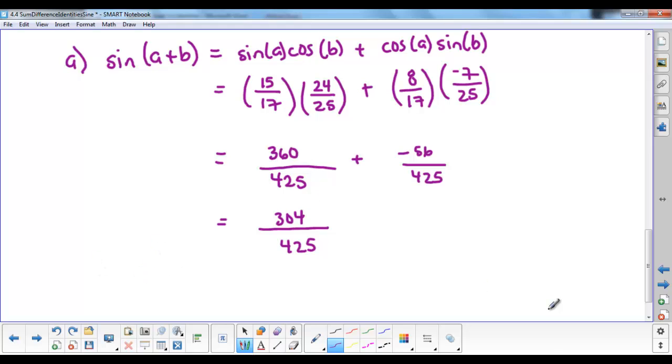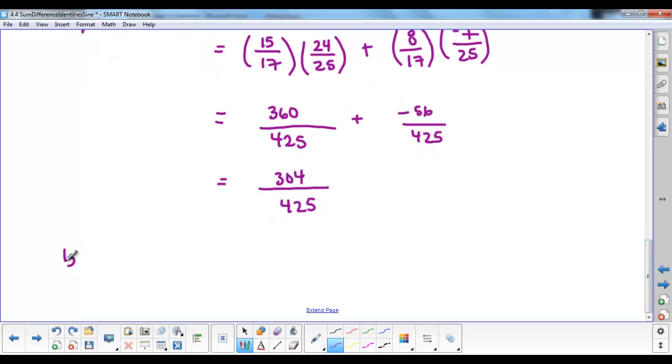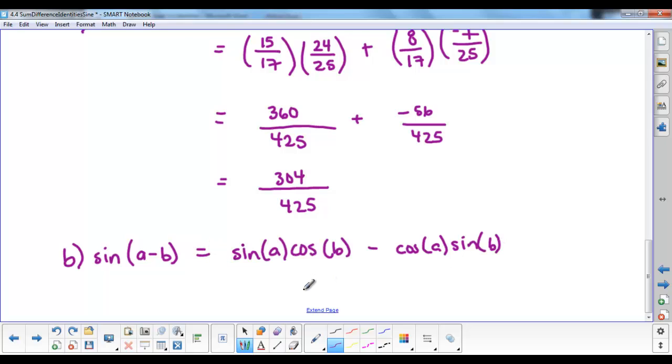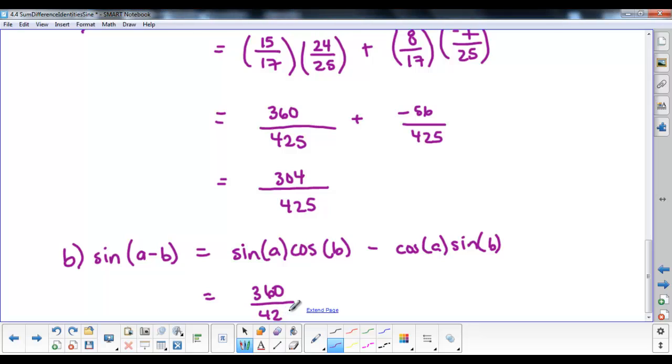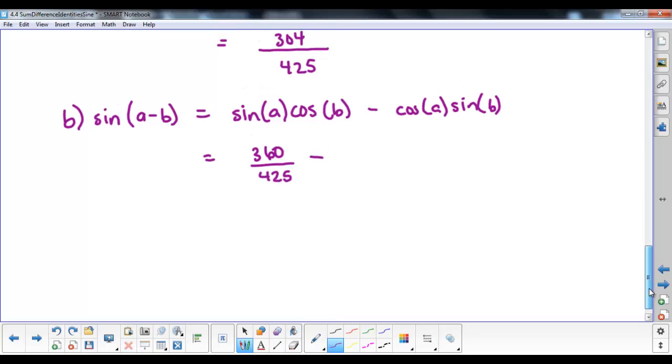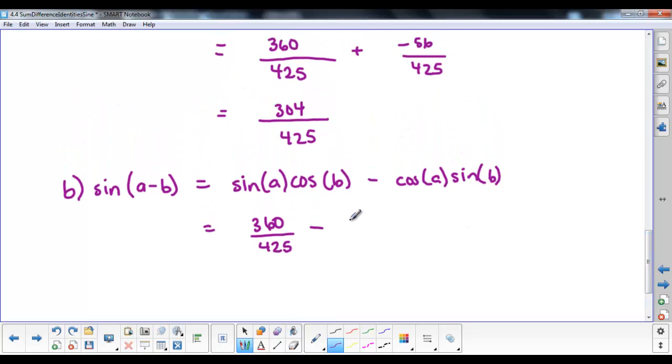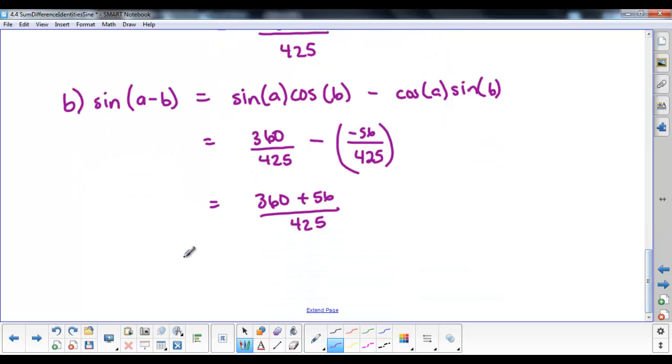And then finally for part B, which was sine of A minus B, well, again, we'll do the expansion, and you'll notice that we've already evaluated sine A and cos B. That ended up being 360 over 425. This time, take away cos A sine B, which we already evaluated as well. That was negative 56 over 425. So our final answer here would be 416 over 425.